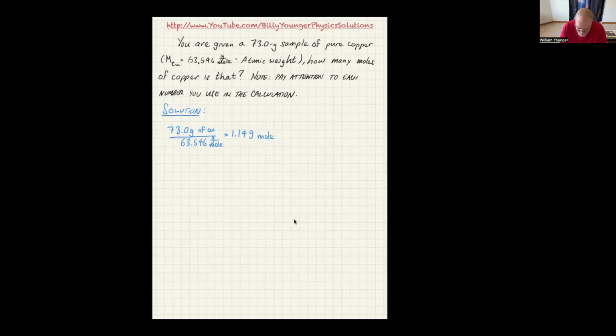And as the note says, pay attention to each number you use in the calculation. So really what I did was I divided the mass of the sample by the atomic weight. So that's the actual numbers we have, and hopefully that's pretty straightforward. That's it. Have a good day.